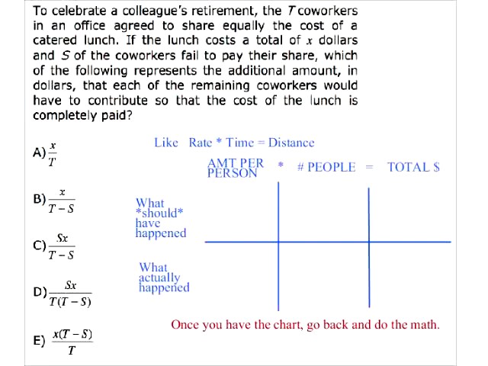All right, once you have the chart, go back and do the math. So there's T coworkers in an office if we're doing algebra. So it should have been T people. And the lunch cost a total of X dollars. And then S of the coworkers fail to pay. That means that S of them bailed out on their obligation. So what that means is that you have T take away S in this box. The cost of the lunch isn't going to change. The lunch is still X.